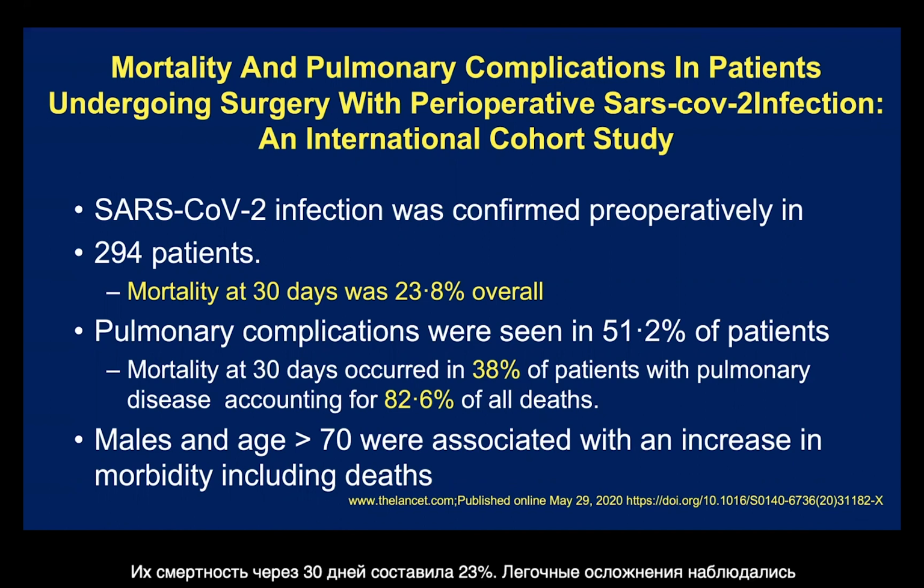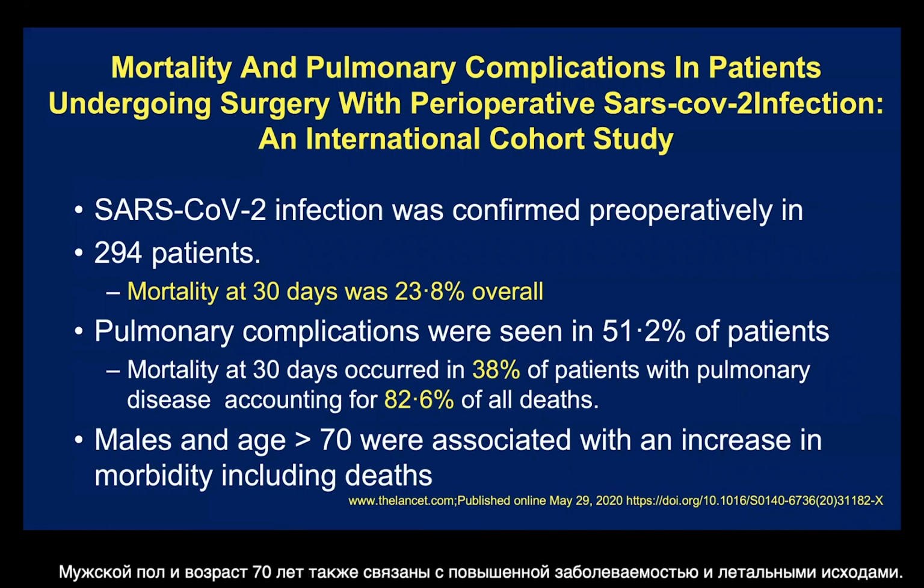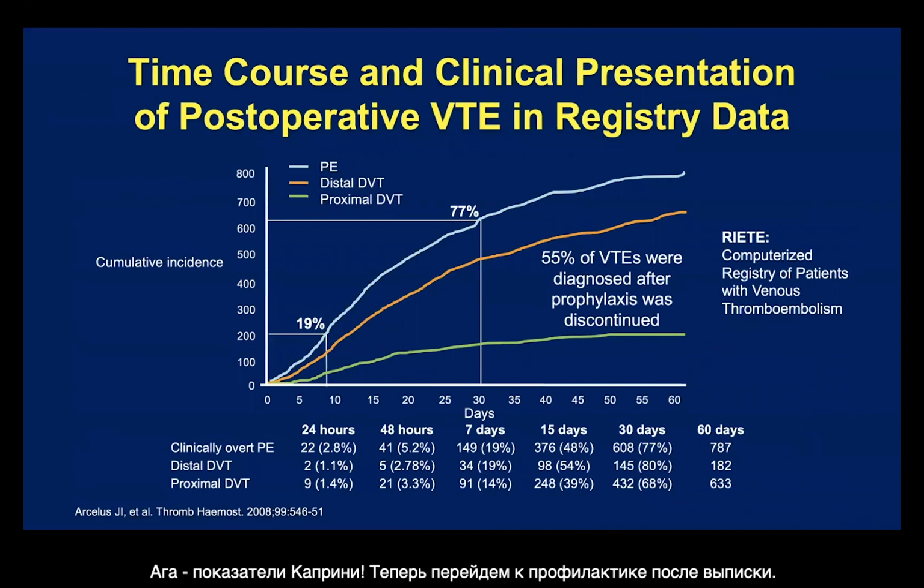And their mortality at 30 days was almost a quarter, 23%. Pulmonary complications seen in half of the patients. And mortality in those half of the patients was 38%, accounting for 82% of all the deaths. Males and age 70 were associated with an increased morbidity, including deaths. Caprini score factors.